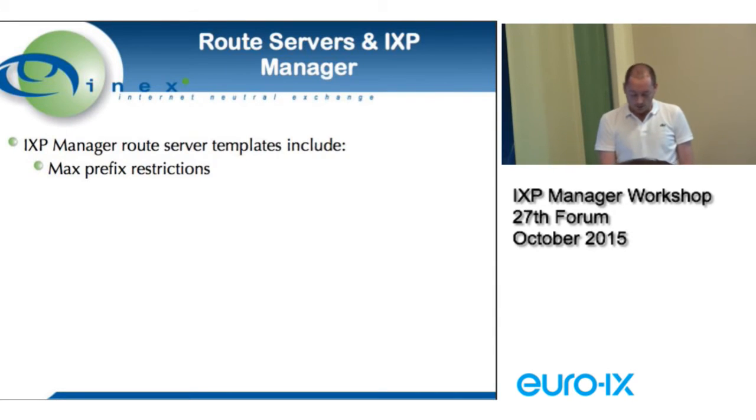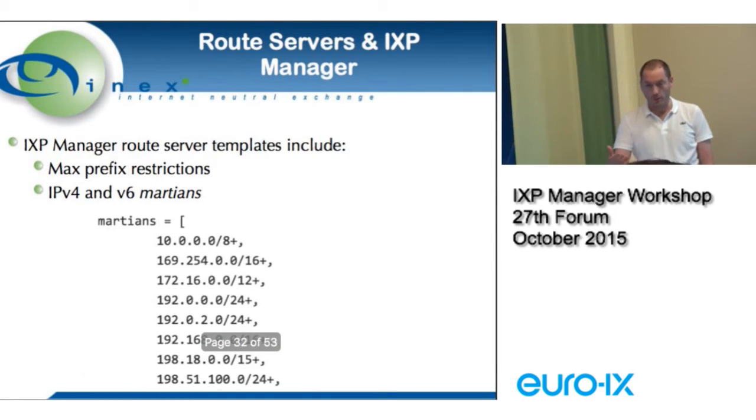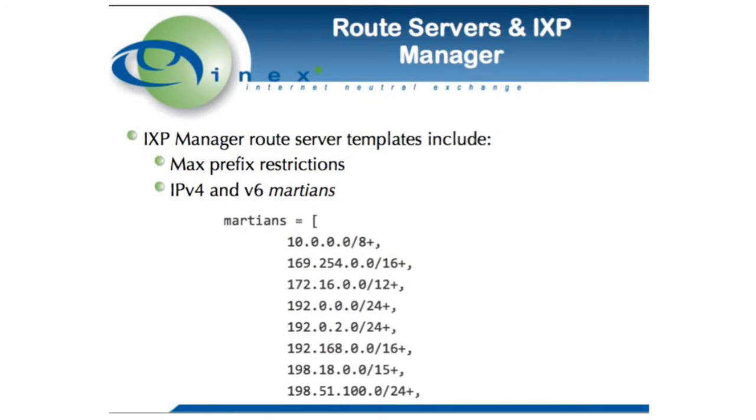So our templates, in terms of securing them, we have max prefix restrictions. We have the v4 and v6 Martians, all part of the templates. And our templates, by the way, are all on GitHub. Right? So we may skin them specifically at INEX, but the base ones that we work off are all on GitHub.